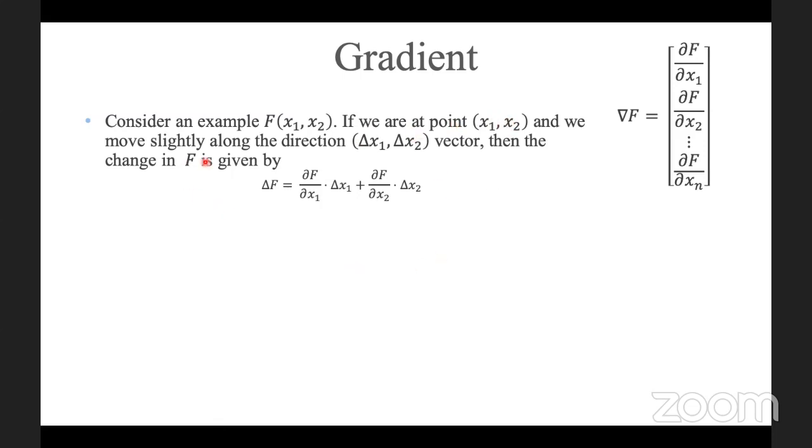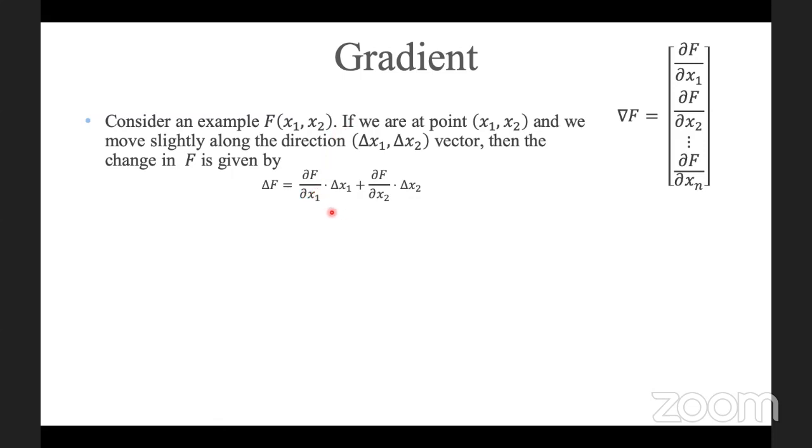And the change in f will be given by delta f equal to del f by del x1 dot delta x1 plus del f by del x2 dot delta x2. So it's basically saying that if you want to find out the net change in f, of course it's an approximation if you actually put the values, but in the limiting case, we can assume that this is true.